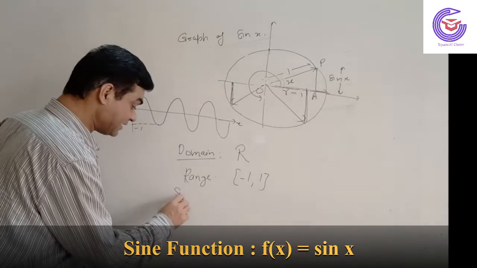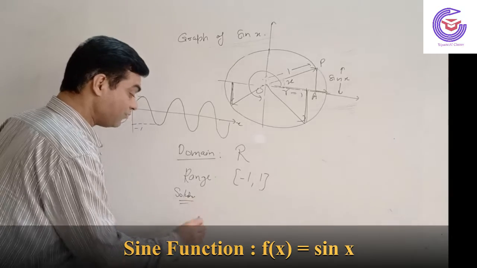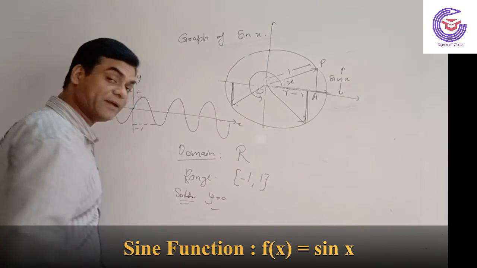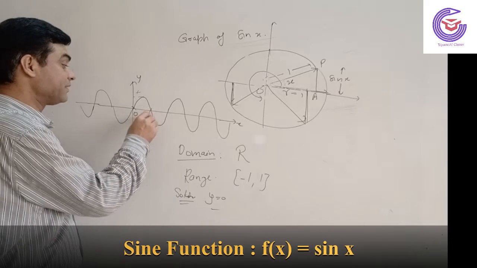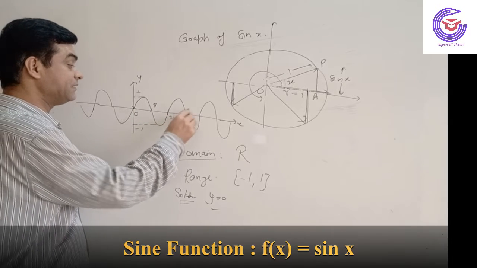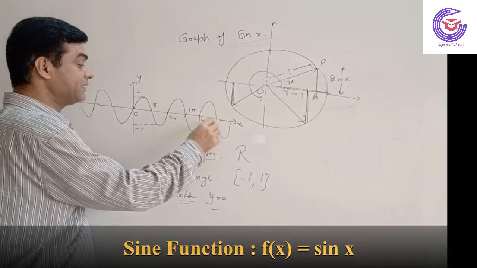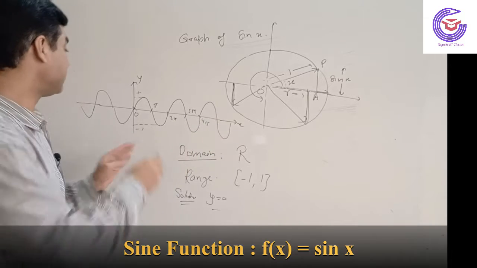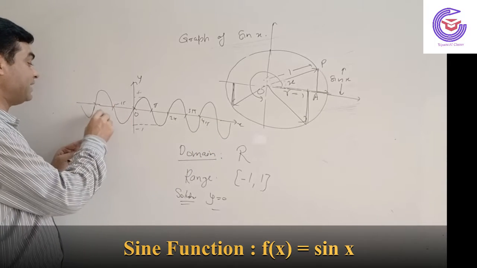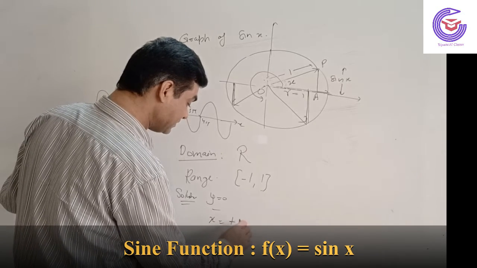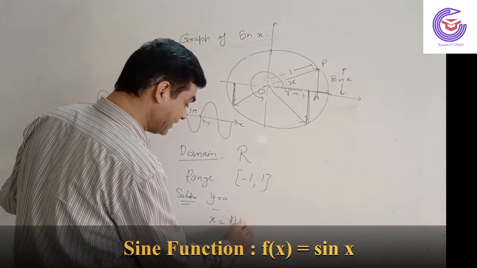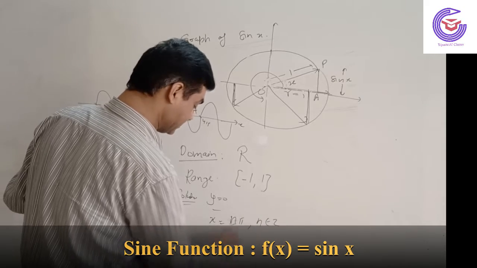What is the solution set? Solution set means the values of x for which y becomes 0. Here it is 0, then pi, 2 pi, 3 pi, 4 pi, and similarly on the negative side, minus pi, minus 2 pi. So your solution set is x equal to n pi, where n is an integer.